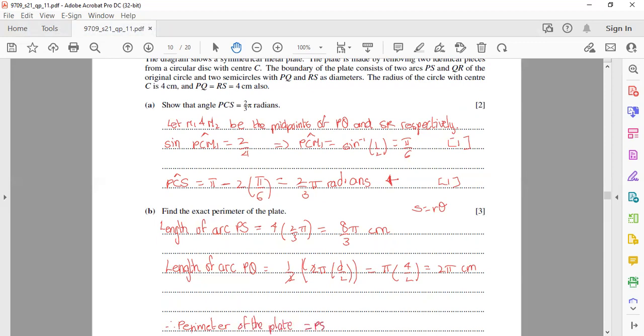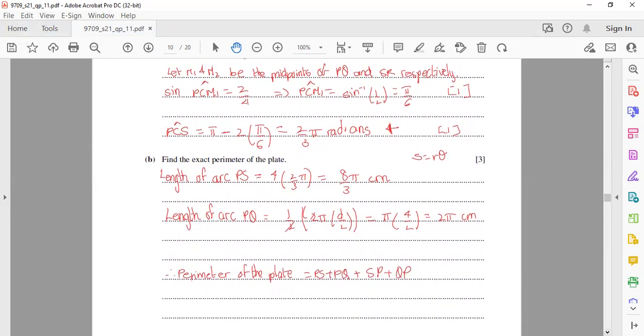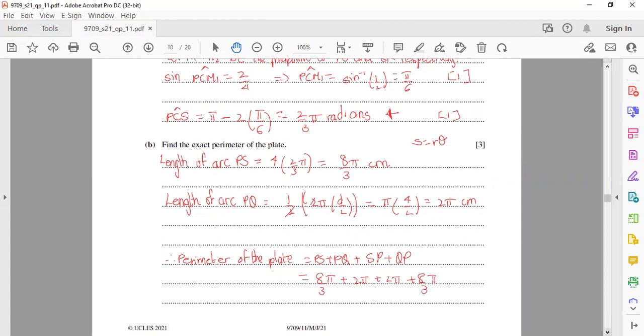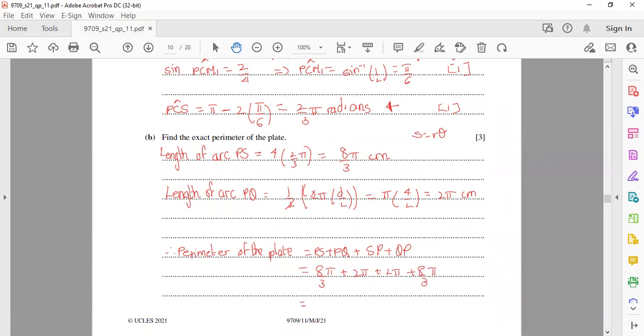It will be PS plus PQ plus SB plus QP. So that will be 8/3 pi plus 2 pi plus 2 pi plus 8/3 pi. So when we simplify it, we should get 28/3 pi centimeters. All right. So leave your answer in terms of pi because you are asked to find the exact perimeter of the plate.